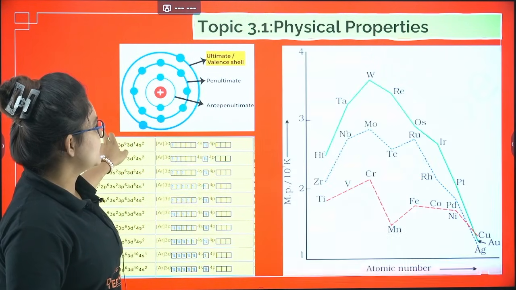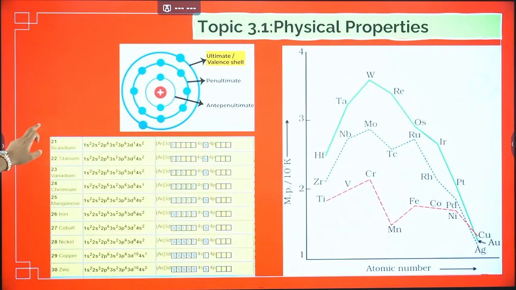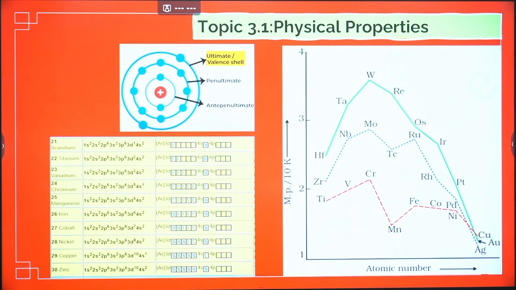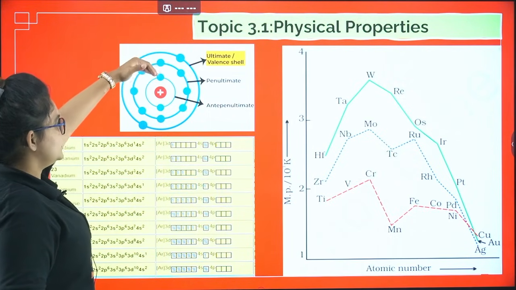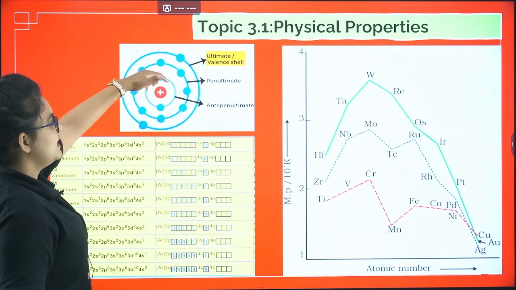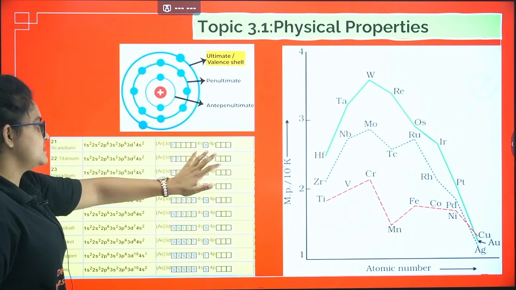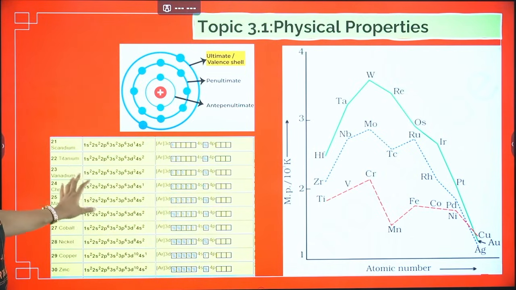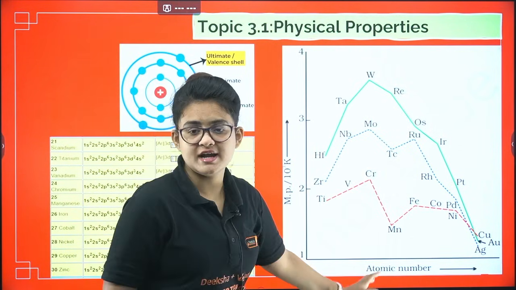Here we are going to discuss a few things, that is melting point and boiling point. This is the ultimate valence shell. Next to the valence shell we call it the penultimate shell. Next we can call it the anti-penultimate shell. Here you can see the electronic configurations are also given, and this is the overall trend of the melting point versus atomic weight.